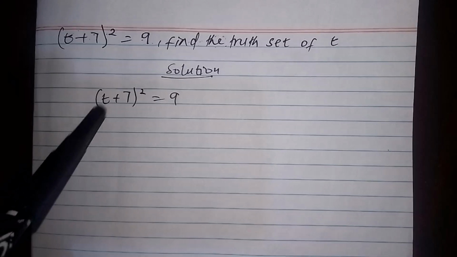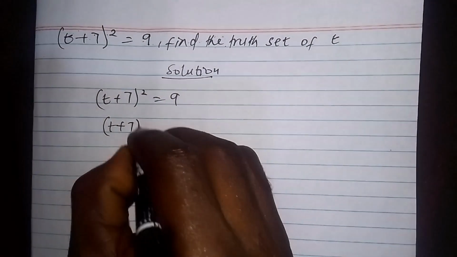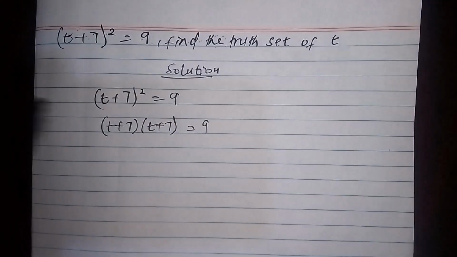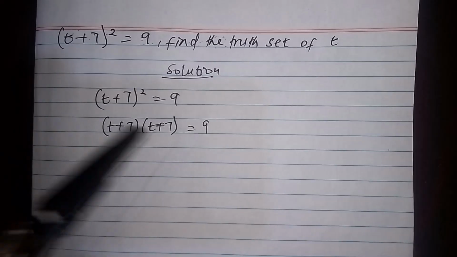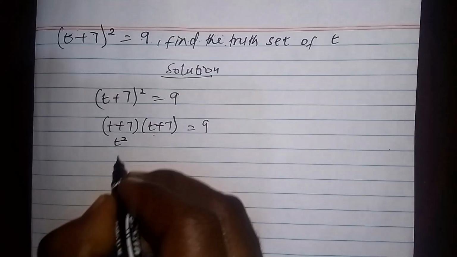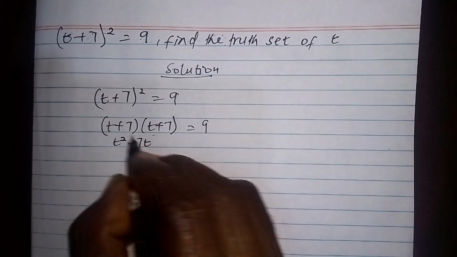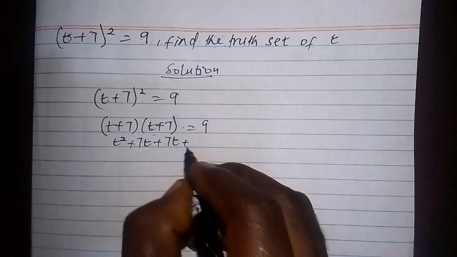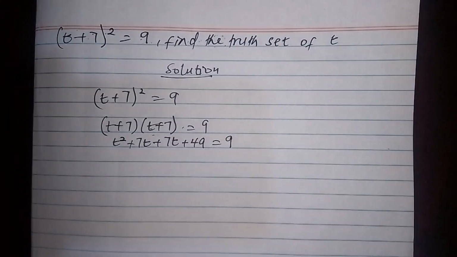From here, (t plus 7) all squared can be written as (t plus 7) multiplied by (t plus 7) equals 9. That is, t plus 7 is multiplying itself twice. Now let's expand this to take out the bracket. T times t will give us t squared. T times 7 will give us plus 7t. 7 times t will give us plus 7t again. 7 times 7 will give us plus 49. This is equal to 9.